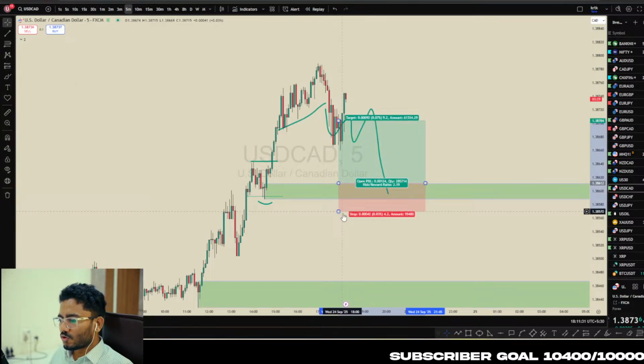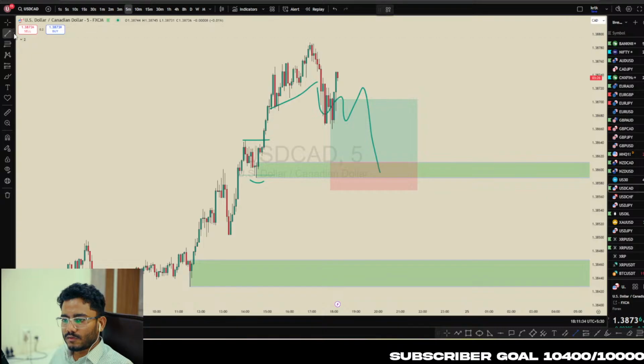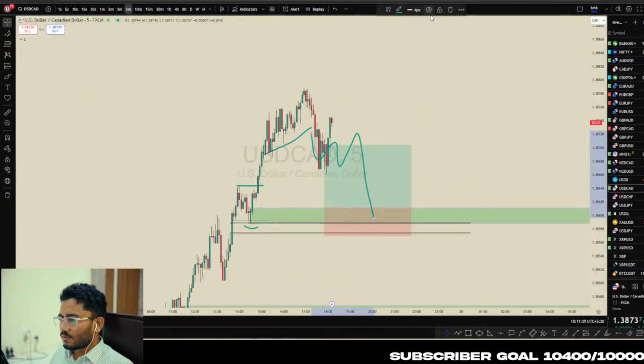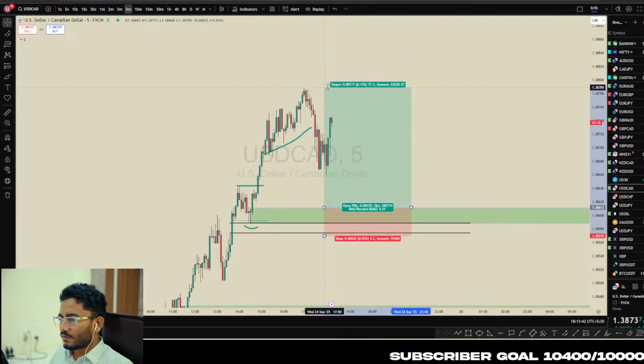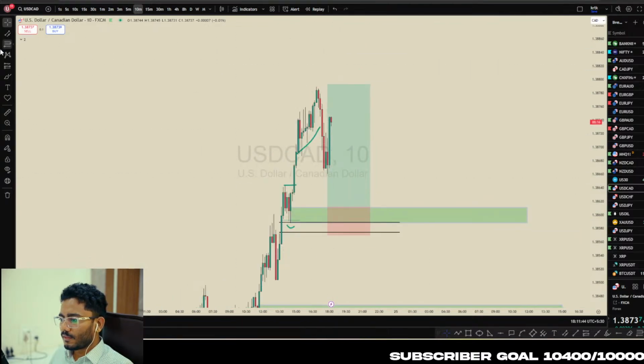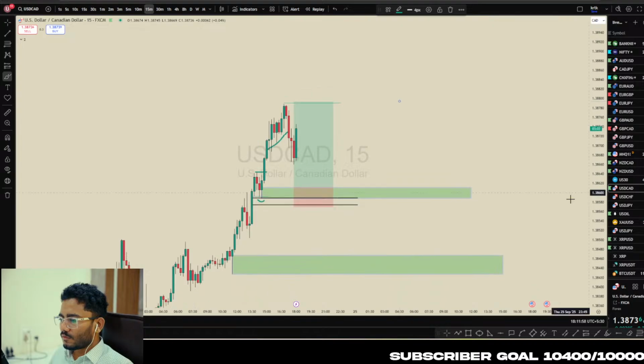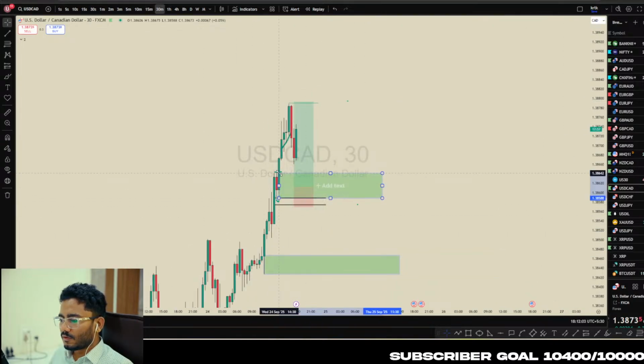For entry, we'll keep the stop loss below this low. We'll try to cover this imbalance, which is this one. And we can target the next high, which is this one in this case. This is the next high. So right now we don't have any reaction from upside where it can go to downside, because let's say if you go to 30 minutes, then this is the 30-minute order block, but this is a refined one. You can also enter from this one, but then the risk to reward will be very less.